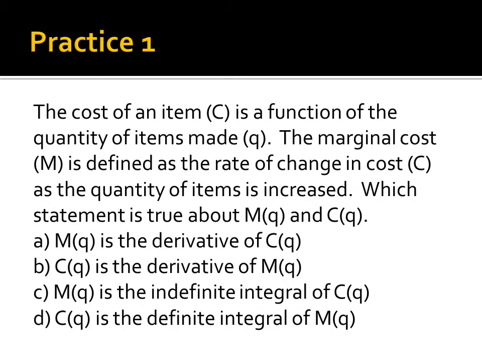Okay, hopefully you've paused the video and checked out the answer. The key thing to read into this is the rate of change in cost. Marginal cost is defined as the rate of change in cost, and that means that M is the derivative of C. And so the correct answer is A. M is the derivative of C.